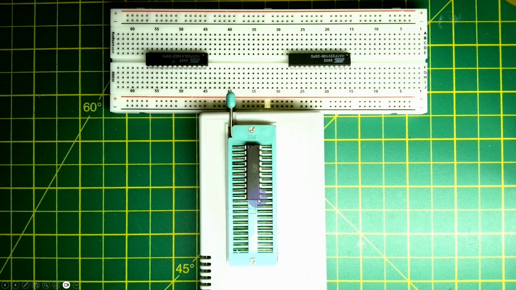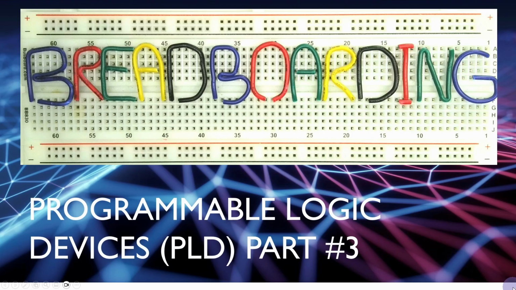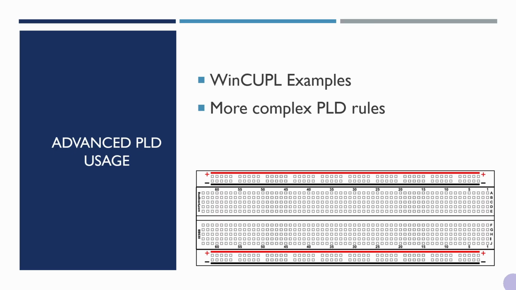And then in the previous video we showed the ATF16V8, which although it's smaller, is a little more complicated due to a number of modes it supports. So this is the third part of the Programmable Logic mini-series in Breadboarding Labs. In this video I'm going to be going through the WinCUPL examples that are provided with WinCUPL and also look at more complex PLD rules.